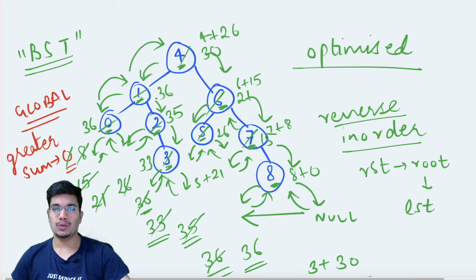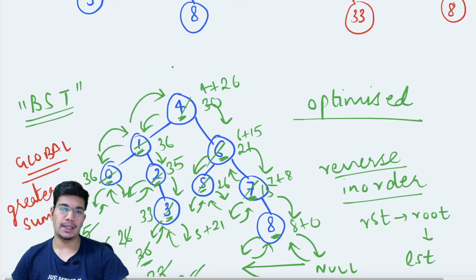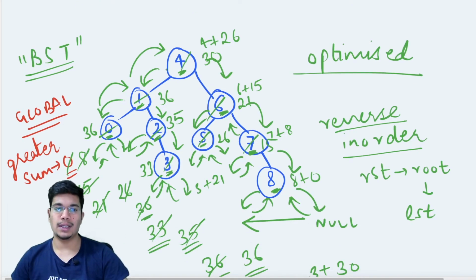And this has updated all the values. So once we are done, the recursion stops and the tree is now updated. So let's just see what the values for the updated tree right now are.